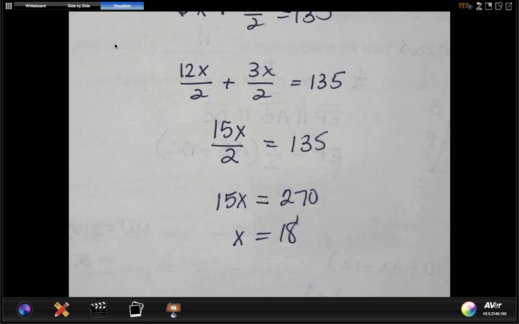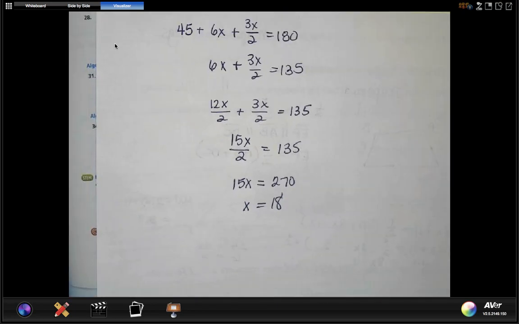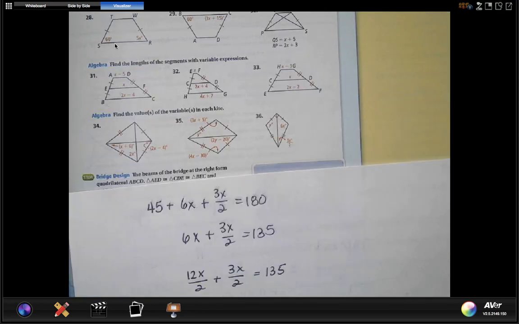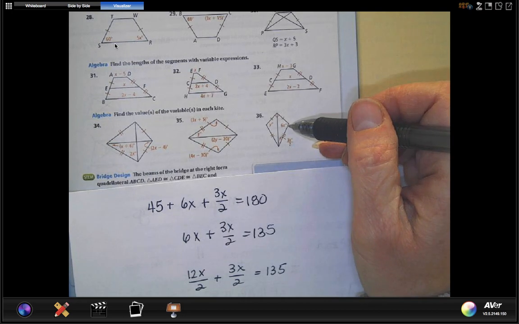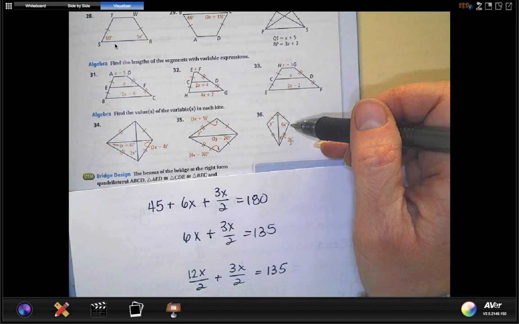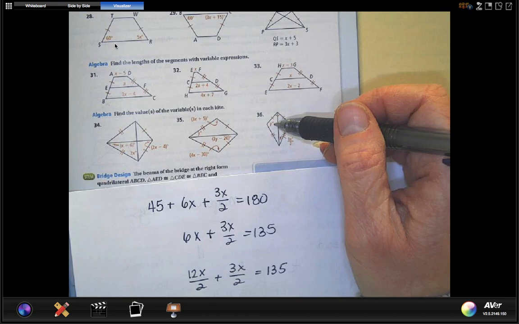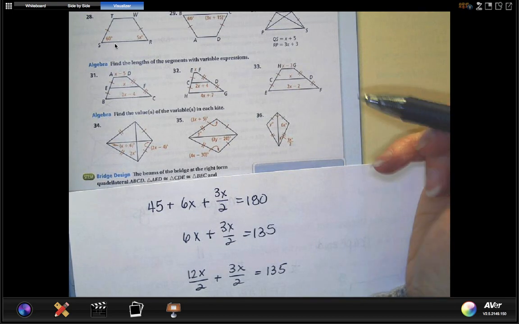And then once I have that x is equal to 18, I can go back and plug it back in. So 6 times x, so 6 times 18 would be 108. So then y is equal to 108. So x is 18, y is 108.